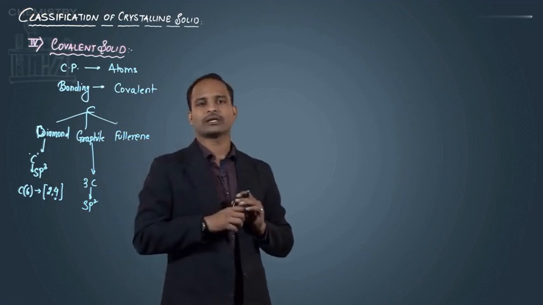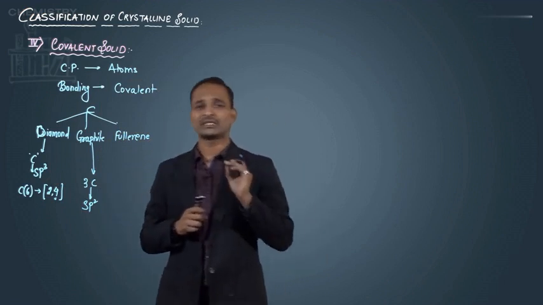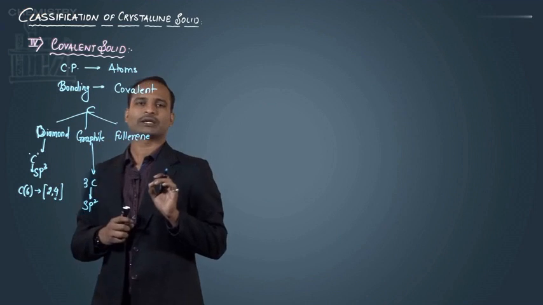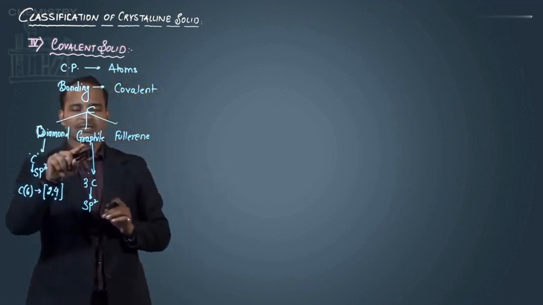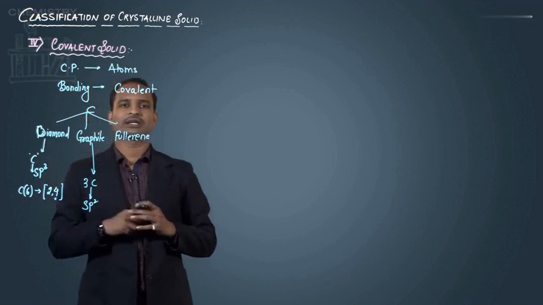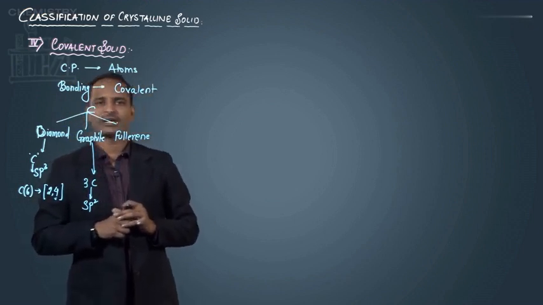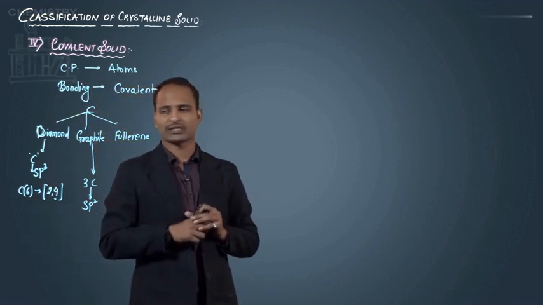And since the carbon contains the pi bond, which contains a pair of electrons, and pi electrons are known as delocalized electrons, that's why graphite is considered a conductor of electricity, which means it conducts electricity.